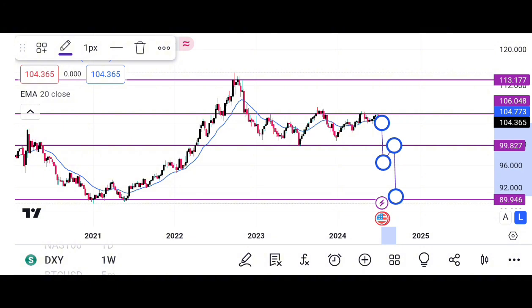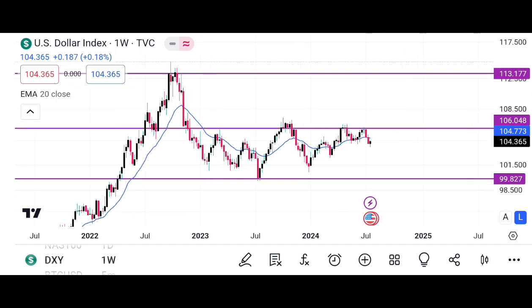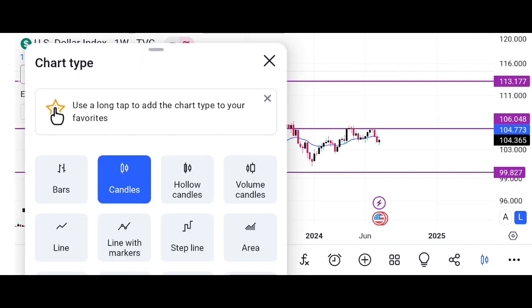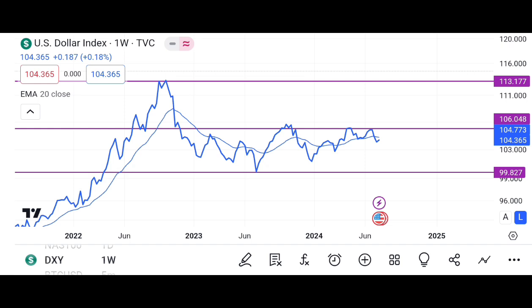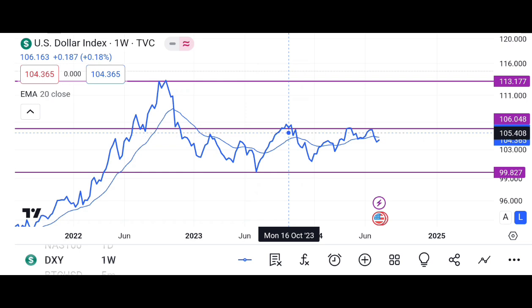Both ways, guys, it goes both ways. So right now, what I'm going to be doing is going into my line chart mode in order to identify potential zones within this DXY, before I can go analyze the US dollar pairs.